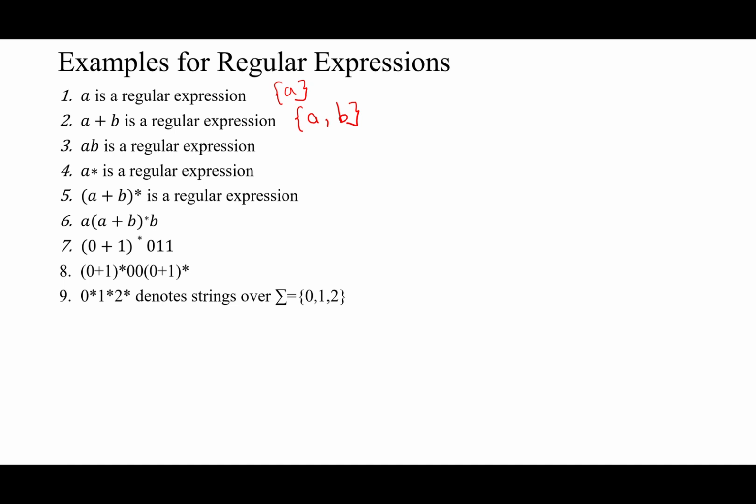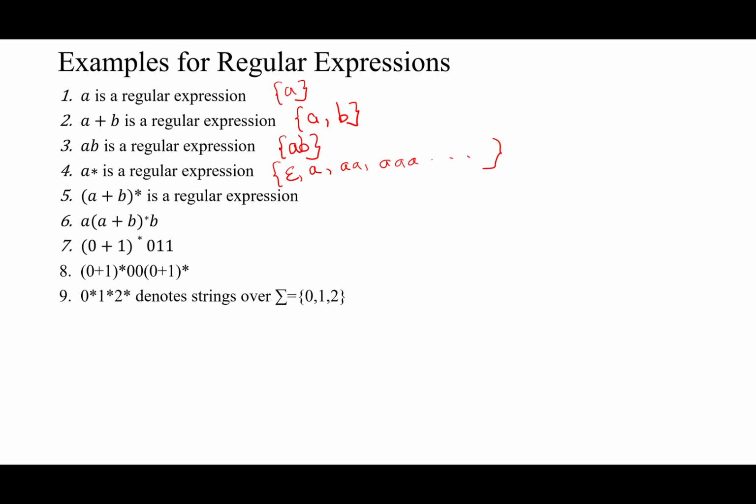Then AB is a regular expression. If AB is a regular expression, we are using the concatenation operator. So it is represented as AB. Then A star is a regular expression. Star means it is a Kleene closure. That means it contains 0 or more instances. So it is represented as epsilon for 0, where we denote the empty string epsilon. Then 1 time A, 2 times A, then 3 times A and so on.